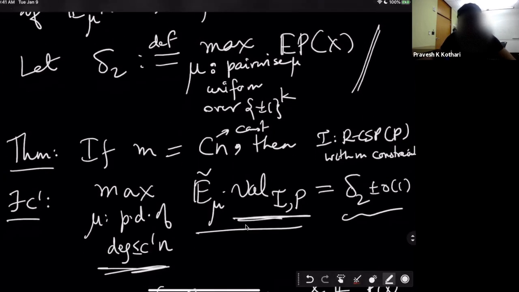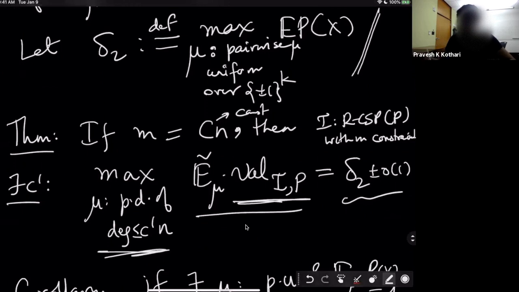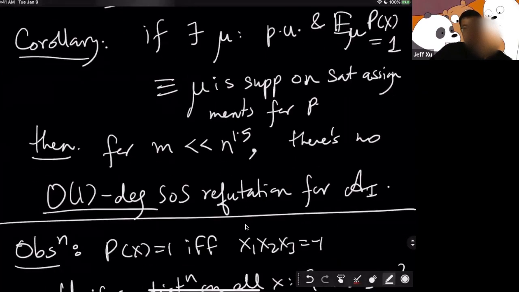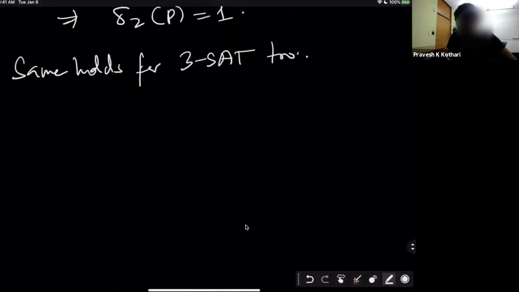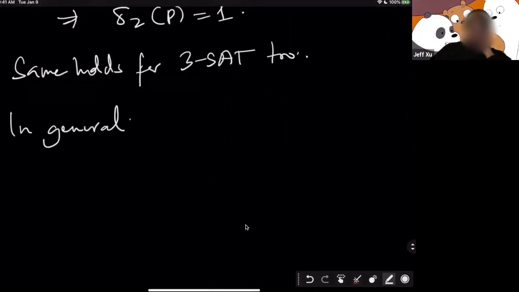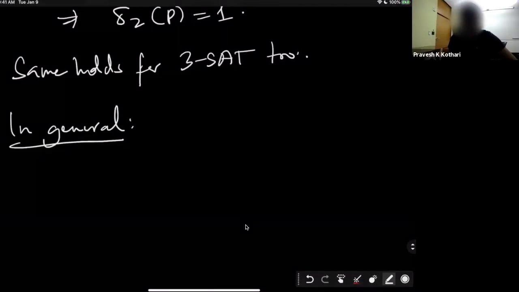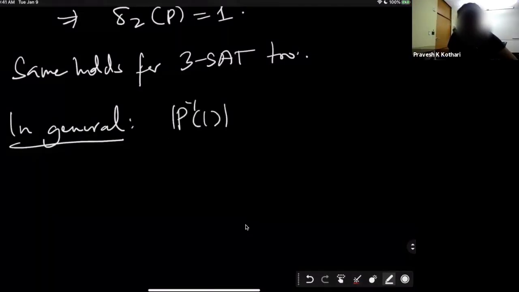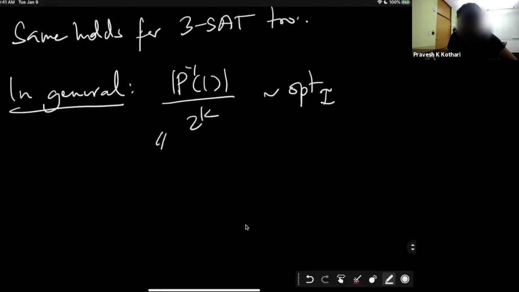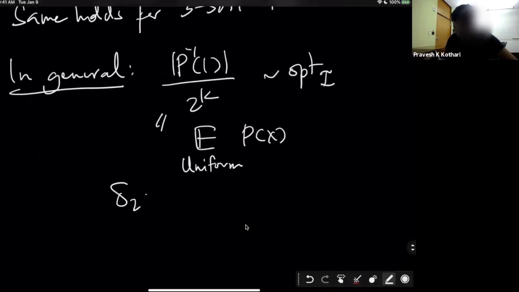So why is this surprising? The surprising thing is that we know the true value is supposed to be, so, okay, maybe I should point out, in general, the value of the random instance we observed is close to this quantity, right? And this is basically the expectation over the uniform distribution of P. On the other hand, delta 2 is the maximum over pairwise uniform distributions. The uniform distribution is, in particular, pairwise uniform. So delta 2 in general is larger.